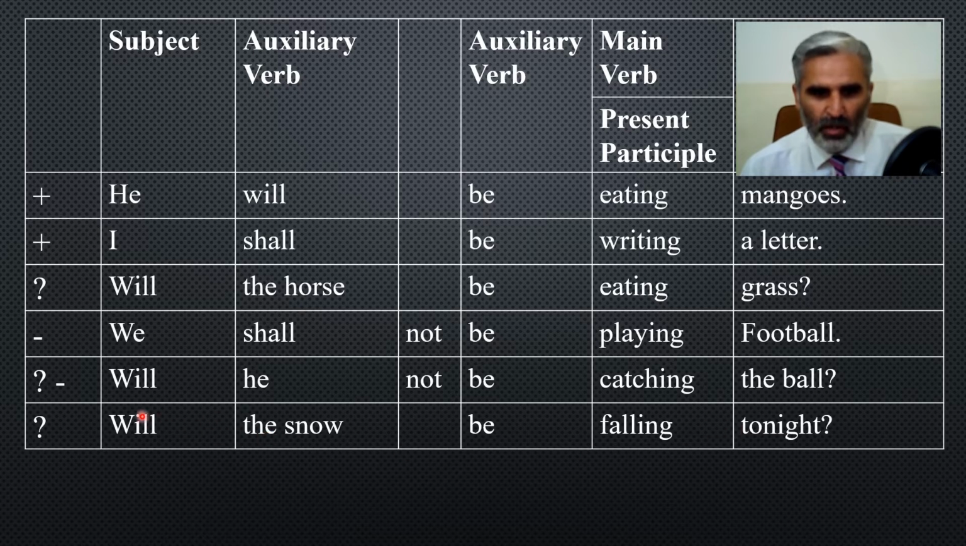So, auxiliary will is used in front of the sentence, in front of the subject, and the rest of the sentence has no change. And at the end, we use the question mark too. So these are the different kinds of sentences: positive sentences, interrogative sentences, negative sentences, interrogative negative sentences, and again, interrogative sentences.